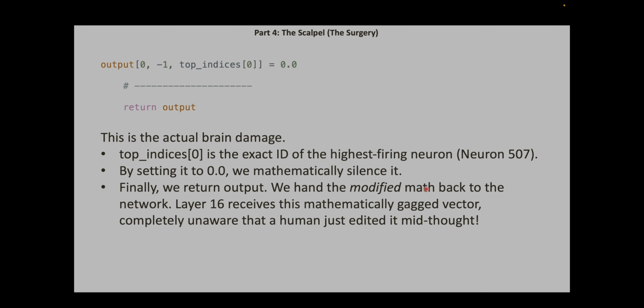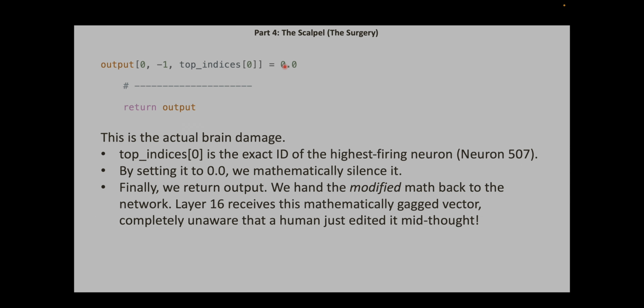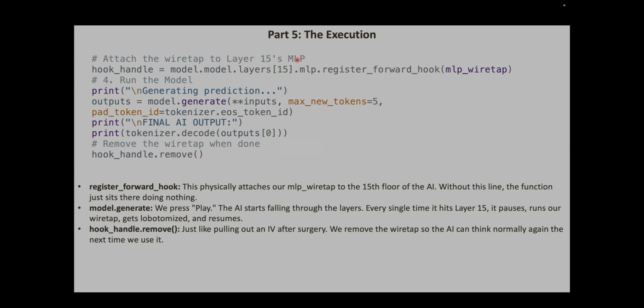We silenced the output of the top firing neuron, which is neuron 507, and I explicitly set it to 0.0. As you can see, I explicitly set it to 0.0. Now this output will be returned and registered to the forward hook. So the next MLP operation, the next layer, will get that output where neuron 507 is silenced. And how do I get to know that 507? By using the top k function, the loudest neuron among the top k.